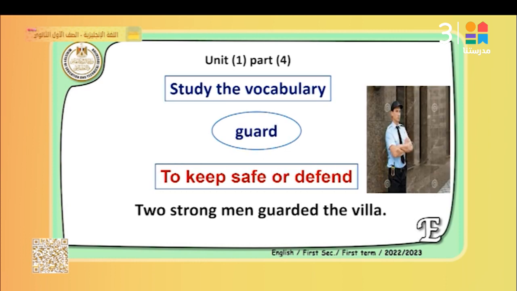Again, we have the word guard. Look at the picture. This person is guarding the building. So to guard means to keep safe or to defend. So we can say two strong men guarded the villa.